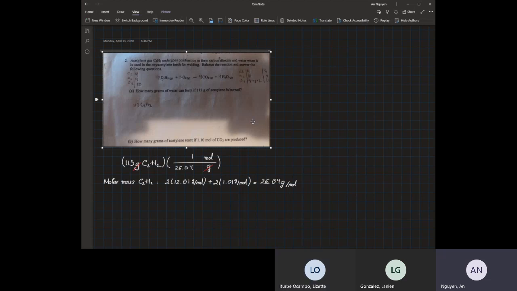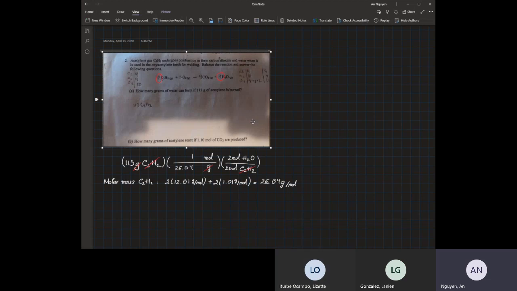Now that we have moles, we can easily convert from one compound to another using the balanced equation. We are interested in water, so water goes on top, and we started out from C2H2, so C2H2 goes on the bottom. If you look at the balanced equation, 2 moles of water are formed for every 2 moles of C2H2. So 2 here and 2 here, and the C2H2 cancels. Now we have moles of H2O.